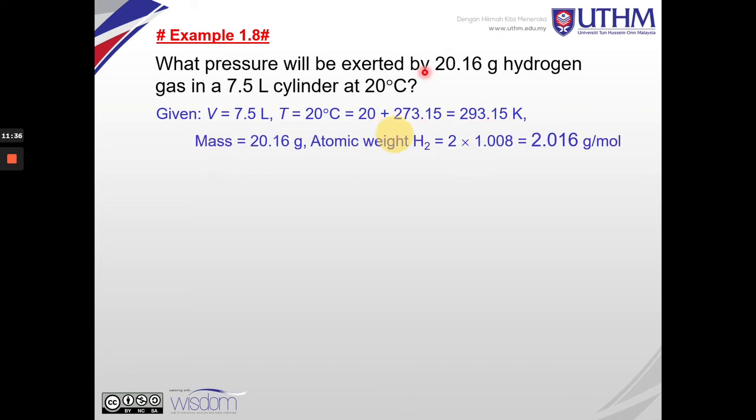So the mass is 20.16 gram. The atomic weight for H2 is 2 times 1.008, which is equal to 2.016 gram per mole. So gram per mole.